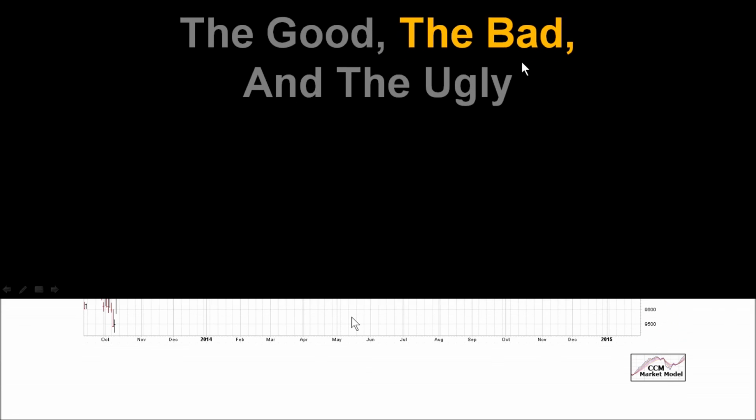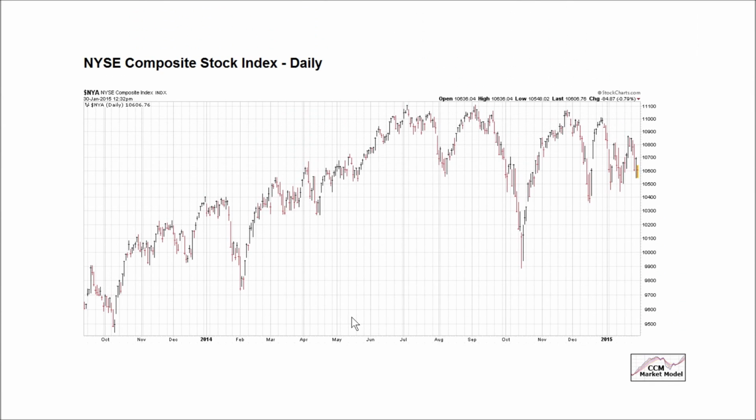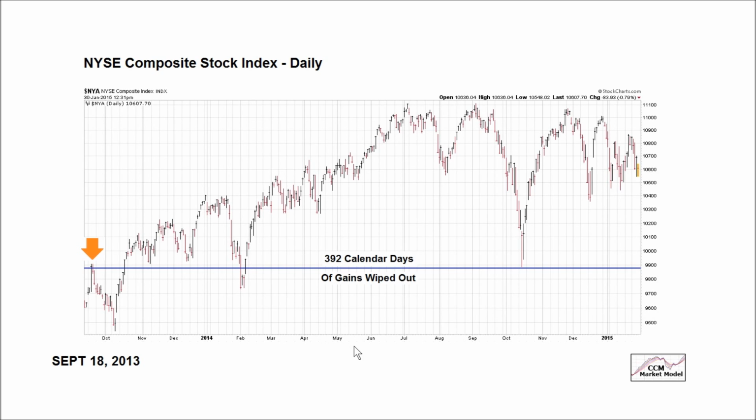The following charts will help us summarize the bad. This is the broad NYSE Composite Stock Index. It's a daily version. We'll use it to illustrate some concepts, including the overriding concern or problem mathematically with this market. We'll cover some pullbacks and then put some context around them.